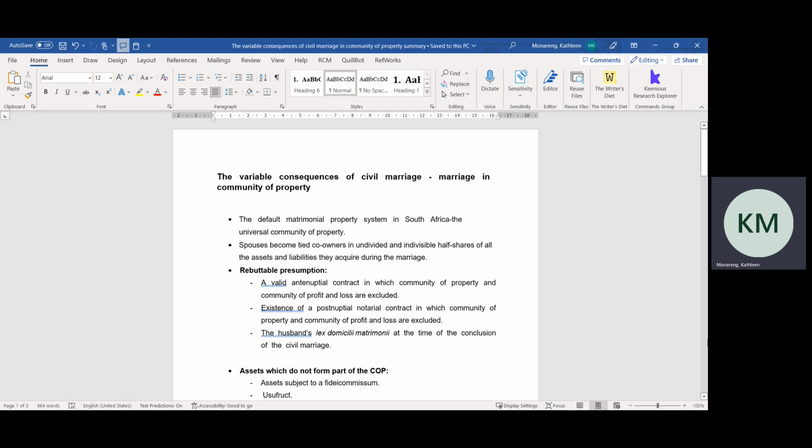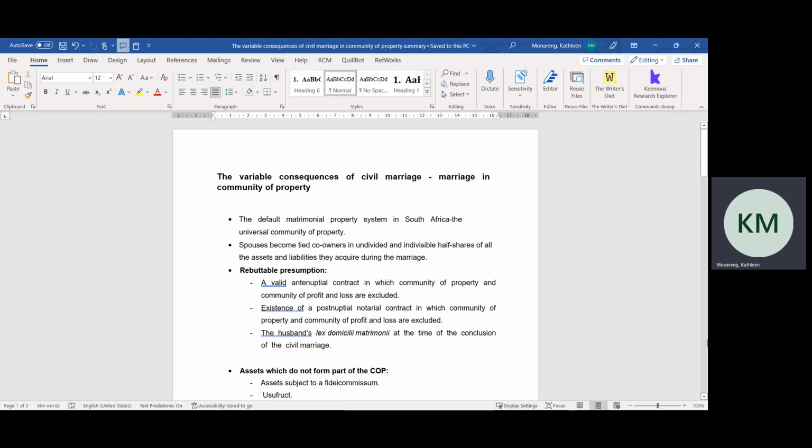Let me just also give another example. If a South African woman marries a South African man, their marriage will automatically be in community of property unless they've got an anti-nuptial contract, or they entered into an in community of property marriage and subsequently changed their matrimonial property system and have a valid post-nuptial contract. If they don't have those two, the marriage will automatically be in community of property.